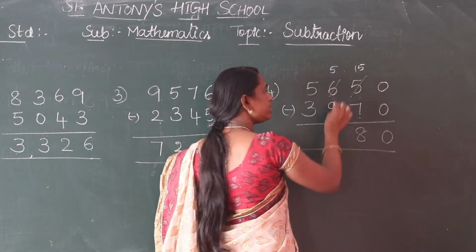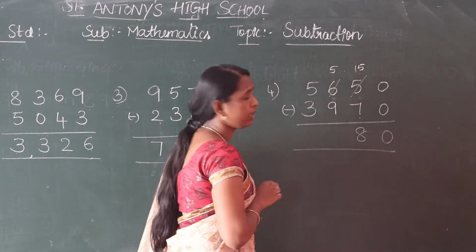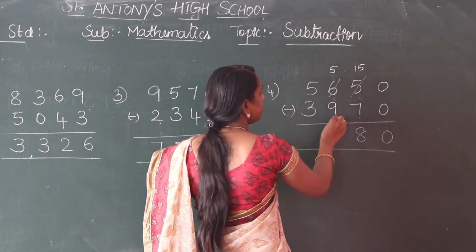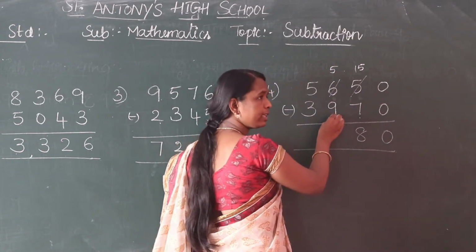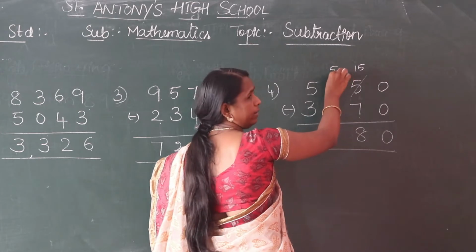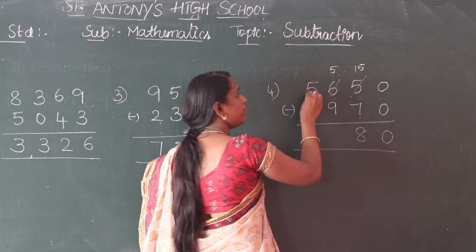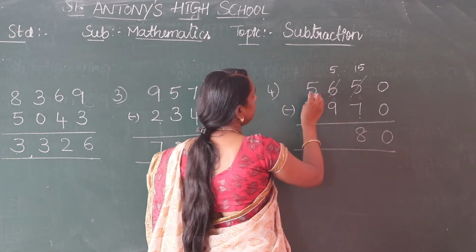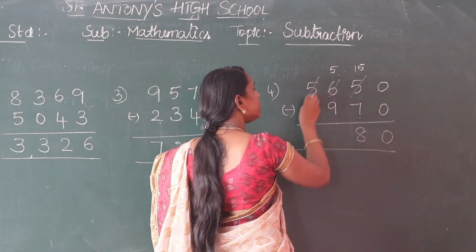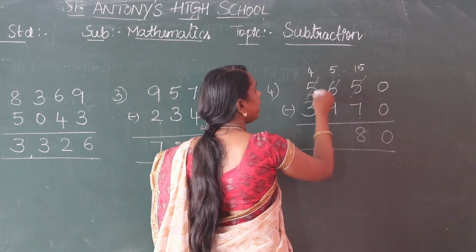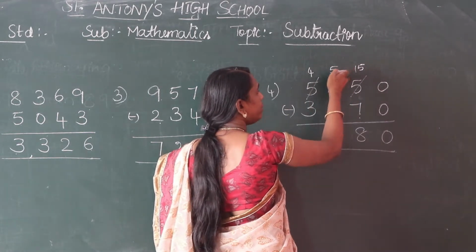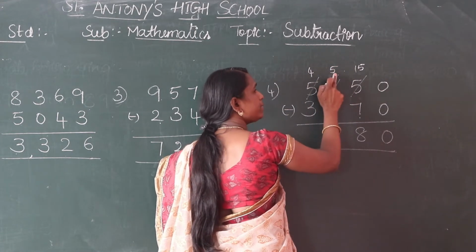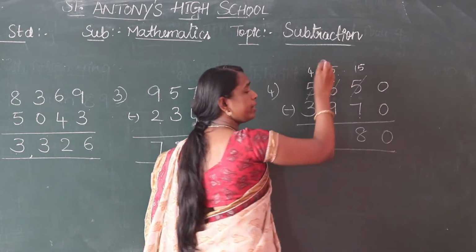8. Then 5 minus 9, it is not possible. Okay? 5 minus 9 is not possible because 9 is greater than 5. So again we take borrow from which place? 1000 place. In the 1000 place 5 is there. This 5 becomes 4. Again we give adding 10 to 5. 10 plus 5, how much? 15.